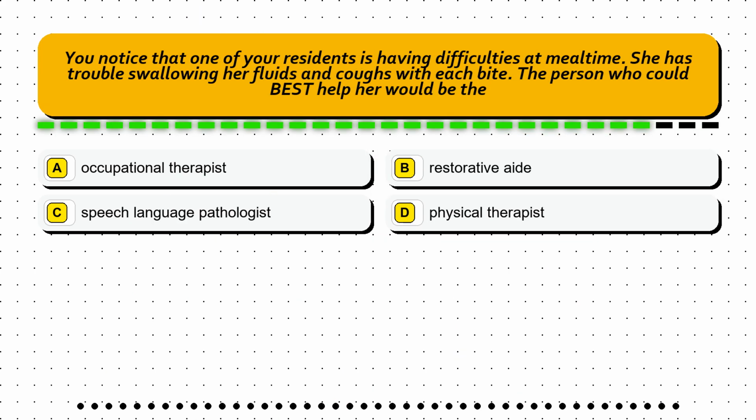Question 10. You notice that one of your residents is having difficulties at mealtime. She has trouble swallowing her fluids and coughs with each bite. The person who could best help her would be the: Option A. Occupational therapist. Option B. Restorative aide. Option C. Speech-language pathologist. Option D. Physical therapist.